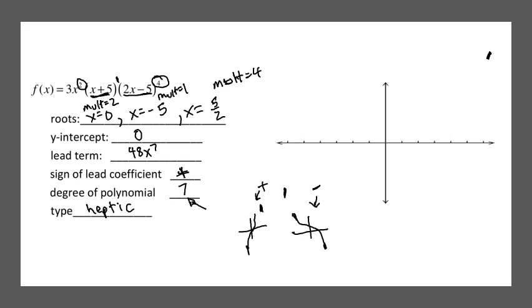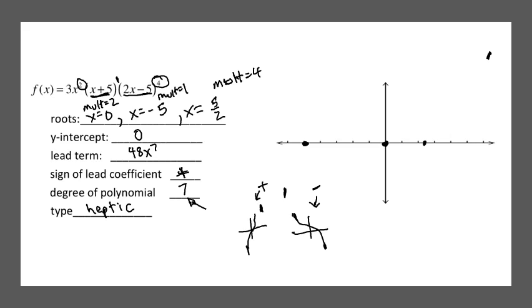We can also put the y-intercept, so we said it's going to cross at the origin, and we can put in our roots. So one root was 0, so we already said it was going to cross at 0. Another root was negative 5, so 1, 2, 3, 4, 5, so negative 5. And another root was 5 halves, which is basically 2.5. So 1, 2, and there it is right here.